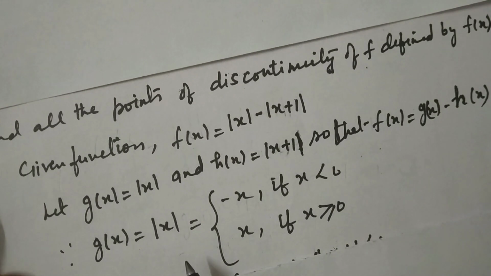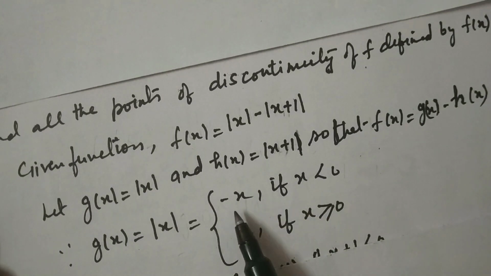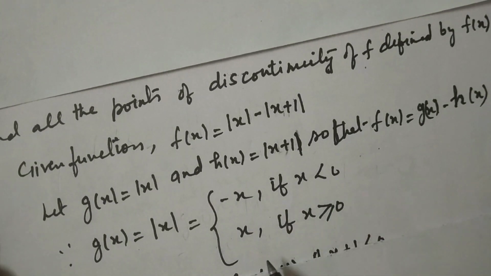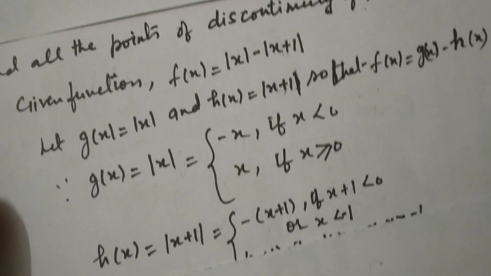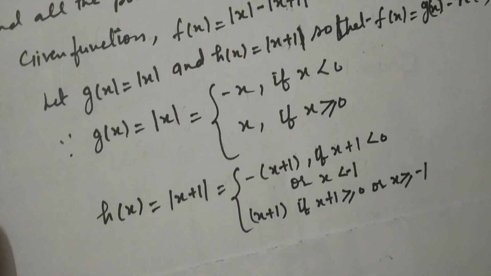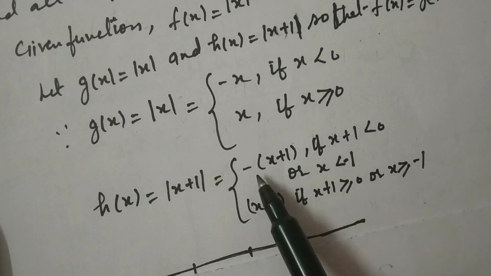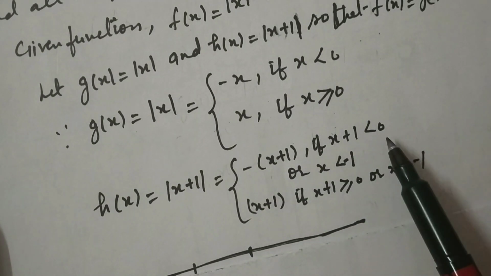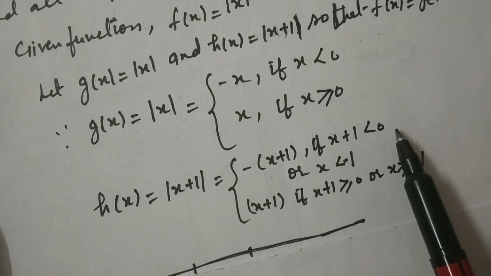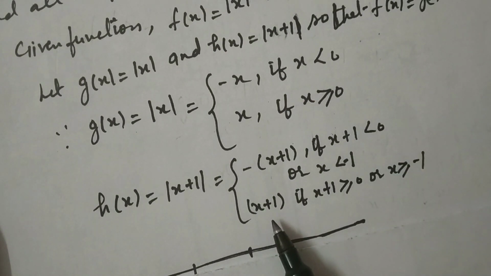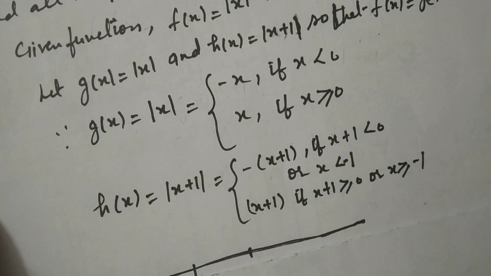Now using the definition of mod, I know that g(x) equal to mod x is equal to minus x if x is less than 0, and equal to plus x if x is greater or equal to 0. If I apply the same definition to h(x), it says h(x) equal to mod of x plus 1 implies minus of x plus 1 if x plus 1 is less than 0, that means if x is less than minus 1, taking minus 1 to the right side, and it is equal to x plus 1 if x plus 1 is greater or equal to 0, or x is greater or equal to minus 1.